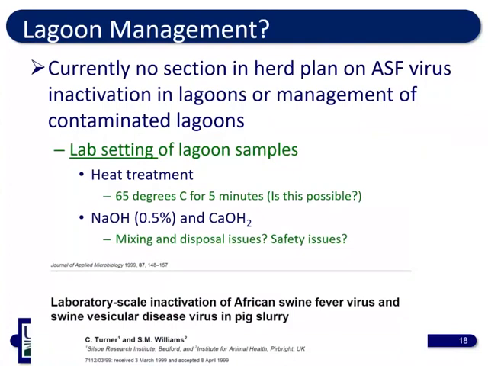One interesting discussion that we had in North Carolina, at least in April, is how would you manage a lagoon? I don't have any recommendations or answers at this point, but we don't have anything in the herd plan right now about lagoon management. I tried to do a little bit of research just to see what was out there. And if we can get some sort of solid recommendation on management of lagoons on an ASF-infected premises, we could potentially add that into the herd plan template.